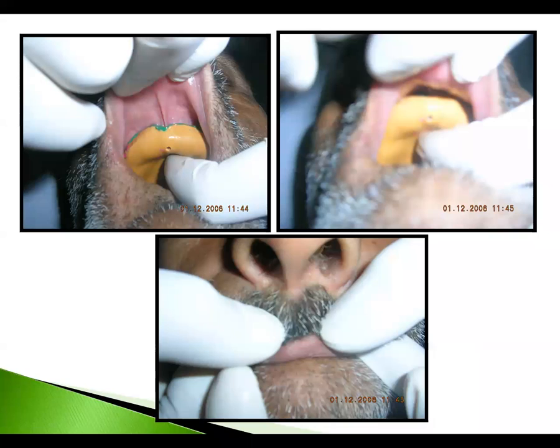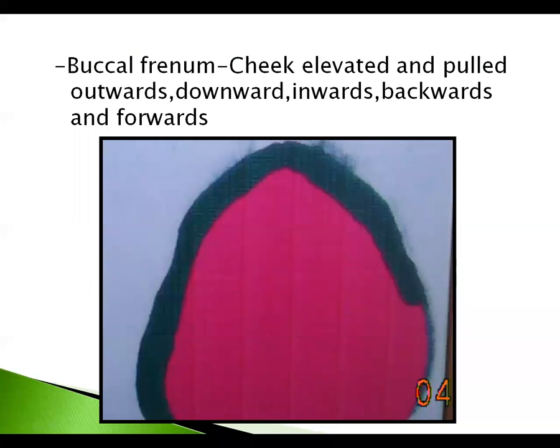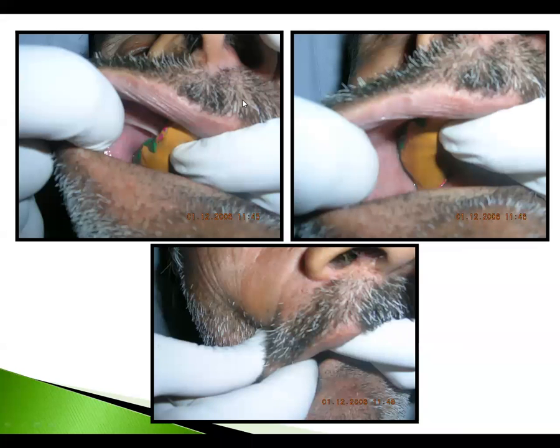As you can see, this is the outward direction, this is downward direction, and this is inward direction. Outward, downward, inward. The buccal phenomenon: the cheek is elevated and pulled outward, downward, and inward. And one more movement is added here, backwards and forwards, for the recording of the buccal phenomenon. Same movements are there: outward, downward, inward, and forward and backward movements are added here.